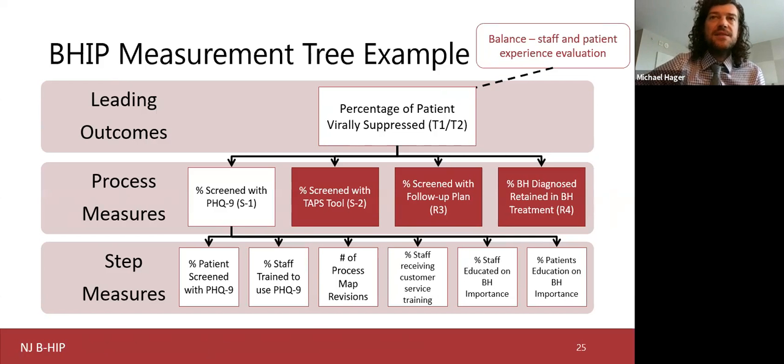Something else that you see in the top right corner is about balance. So let's think about other intended or unintended consequences to the work that we're doing. We can see in our step measures how closely tied together it is: staff receiving customer service training is related to their ability to deliver the PHQ-9 effectively. But let's think about the balance side of things. We can also then, after the fact, and this is the A and the S in the PDSA cycle, ask what are the other things that are important to this work?